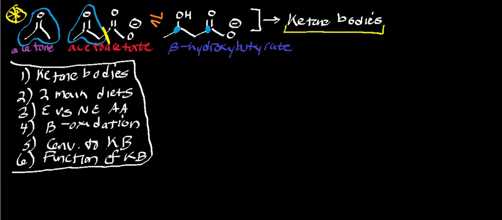But I just wanted to mention at this point that when you're in the starvation mode, what ends up happening is you're going to be producing ketone bodies. And what I will say at this point is that the liver is what does that. Okay? This is one reason you cannot live without a liver.